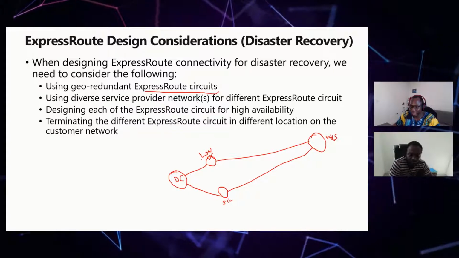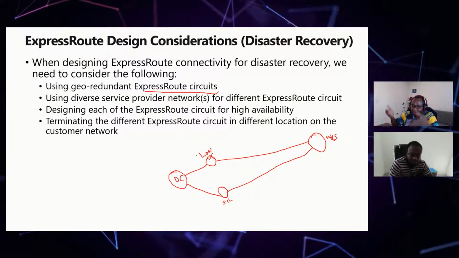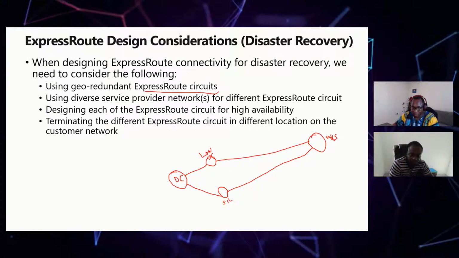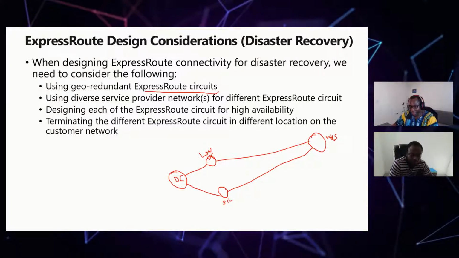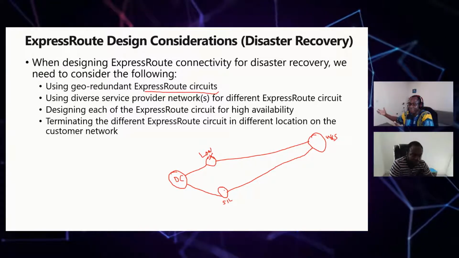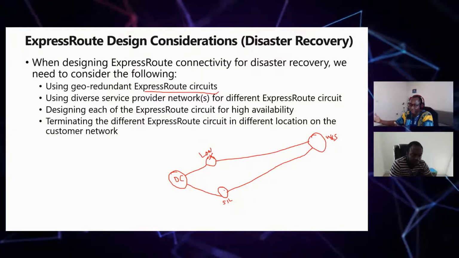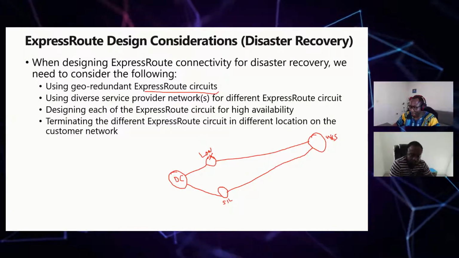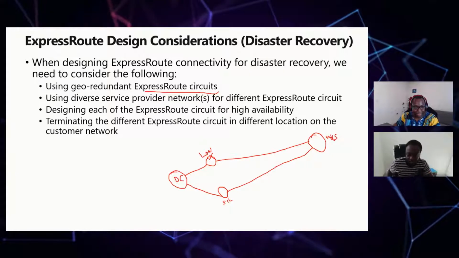So for example, in case there's a wide issue that's affecting the service provider that you're using, let's say this one is service provider A, this one is service provider B. Hopefully if service provider A is having an issue, it's not affecting service provider B. So then you can use that. Oh, okay, good question. I'll address that in a minute.